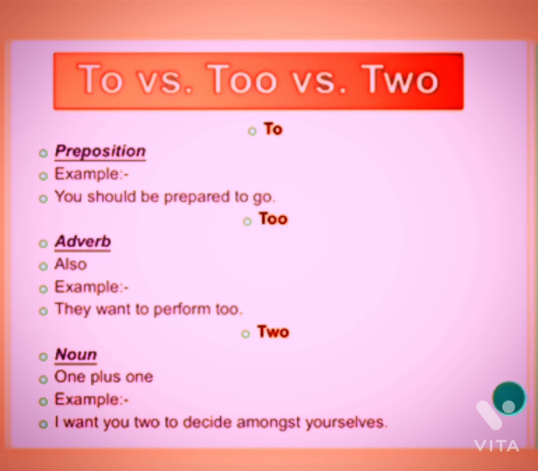Next is to versus too versus two. To is a preposition. Too means also, and two is 1 plus 1, it's counting. So to is a preposition. How to use it? You should be prepared to go. Too: they want to perform too. And two: I want you to decide amongst yourselves. I want two chocolates. I want two ice creams.